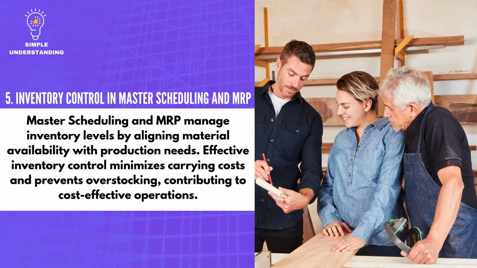5. Inventory control in master scheduling and MRP. Explanation. Master scheduling and MRP manage inventory levels by aligning material availability with production needs. Effective inventory control minimizes carrying costs and prevents overstocking, contributing to cost-effective operations.